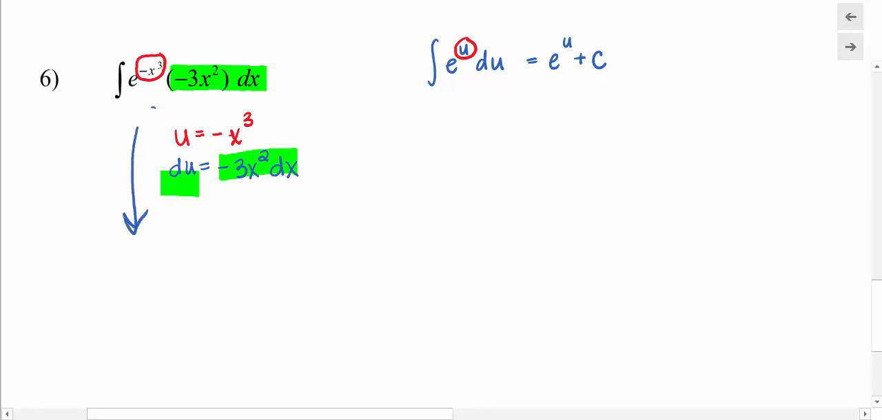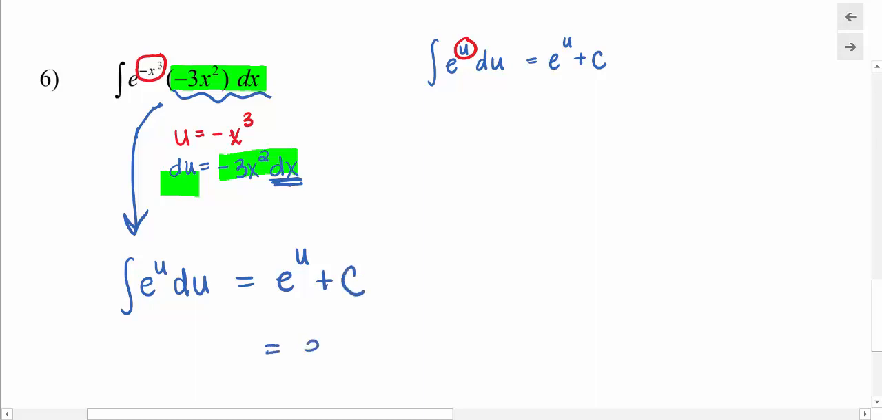So if I do a rewrite here, I don't necessarily need to go all the way and solve for dx because I can see the substitution here. This is e to the u because I let negative x cubed be u. And then the rest of this green is my du. And we already said we know how to integrate that. It's e to the u plus c. And my u was negative x cubed.